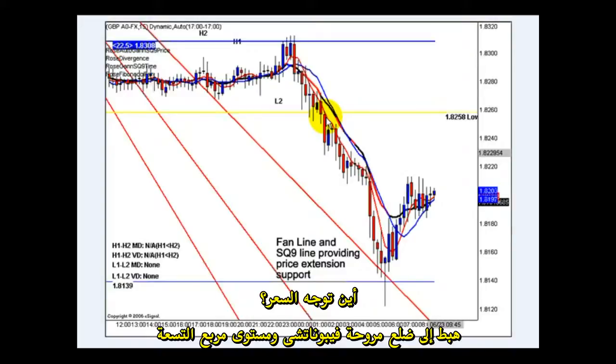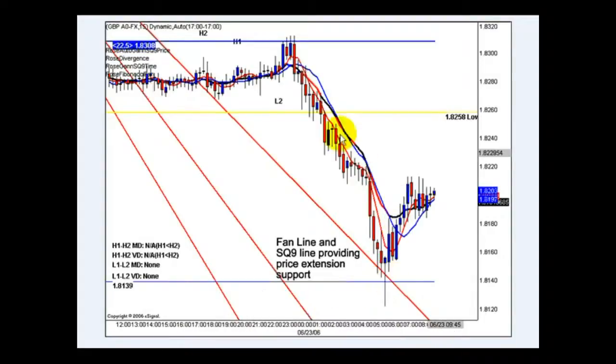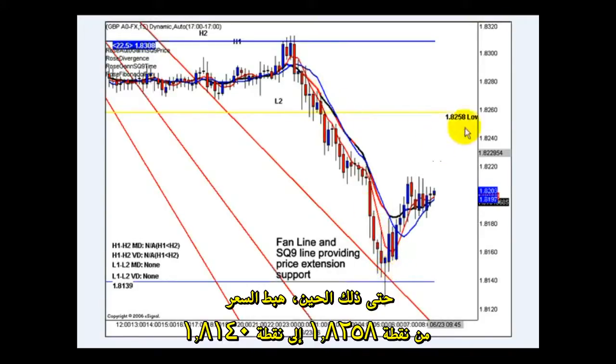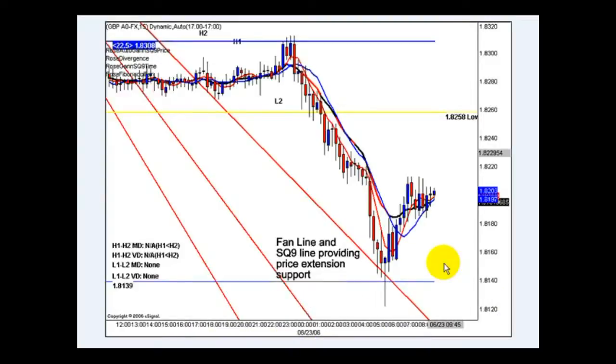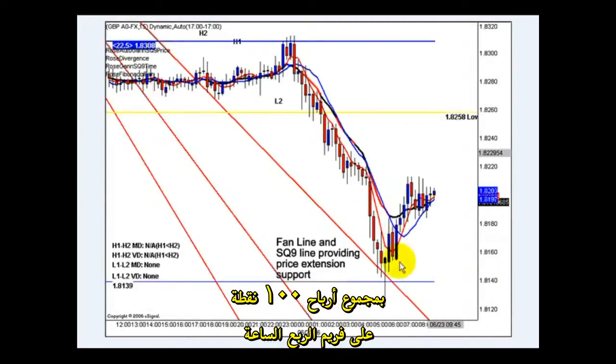When it did, where did price go? It came down to the confluence of a Fibonacci fan line and a Gann square of 9 line for very nice trading in this area if you were more into short-term scalping. And even then, if this was approximately 82.60 and this is 81.40, that is a good 100 pips right there, even on the 15-minute chart.